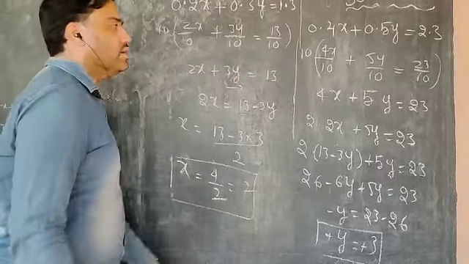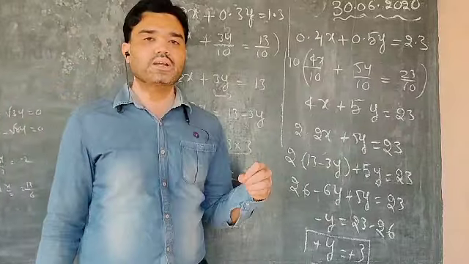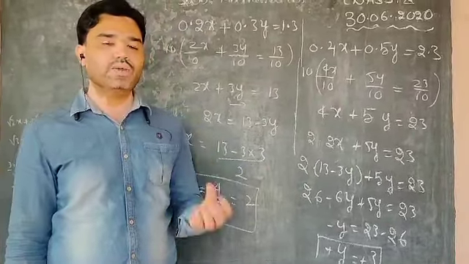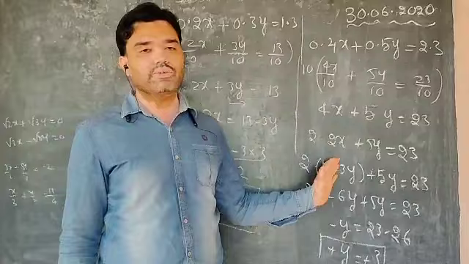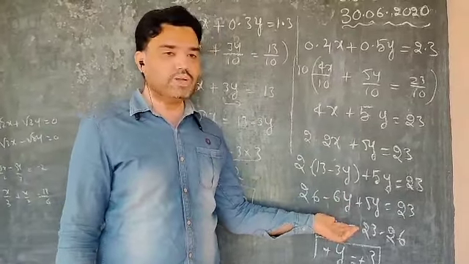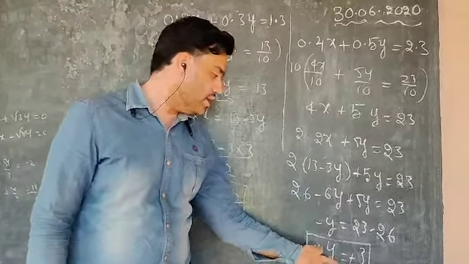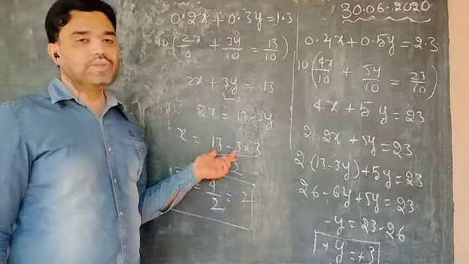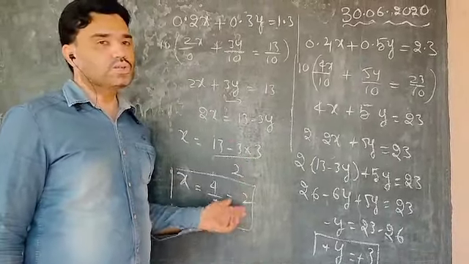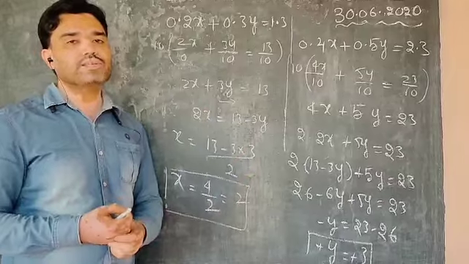So this way, take any one of the equations and calculate the value of one of the variables and substitute in the second equation, that converts into one variable. We can calculate the value of the one variable. After that we substitute it back and we will get the other variable also. So this is called the substitution method or replacement method.